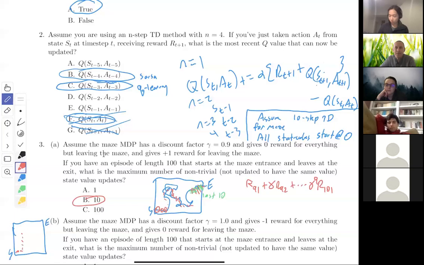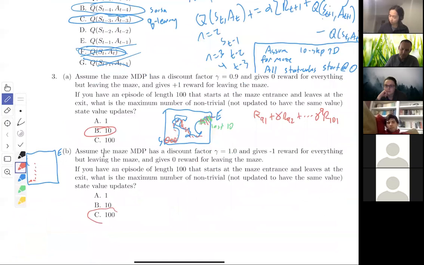Because our rewards are going to be negative one all along the way. So we're going to have negative one plus a discounted negative one plus a twice discounted negative one plus all the way up to the 9th discounted negative one. So the first state will now be a negative number rather than zero. And the same thing is going to happen for every state along the way. So that's why we're going to get 100 here.